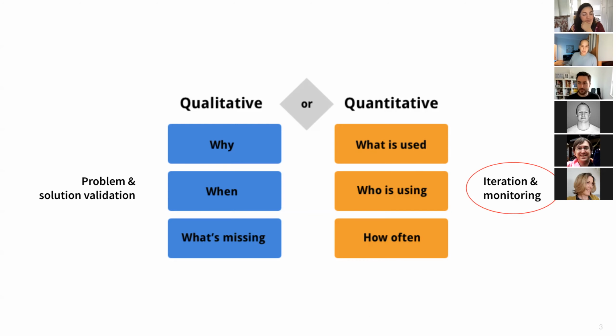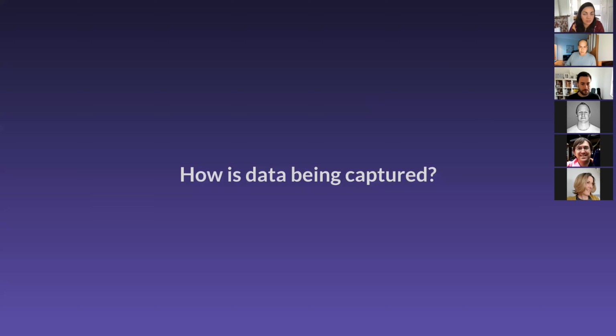So in the world of GitLab, problem and solution validation, like I said, is more on the qualitative side, where the quantitative side is where we're looking at iteration, where we're shipping something and then monitoring it or taking a look at the feedback from the stats from events and other things like that.